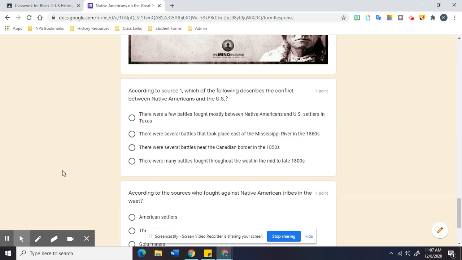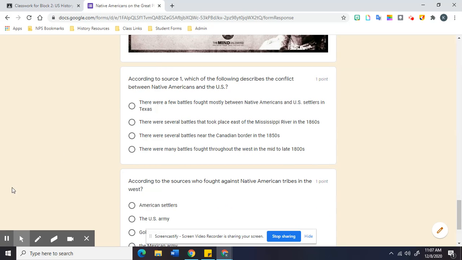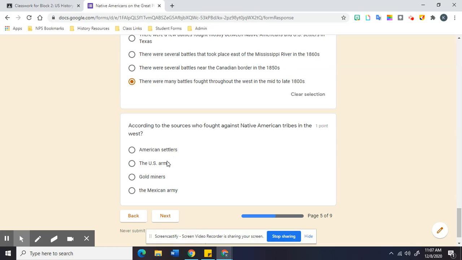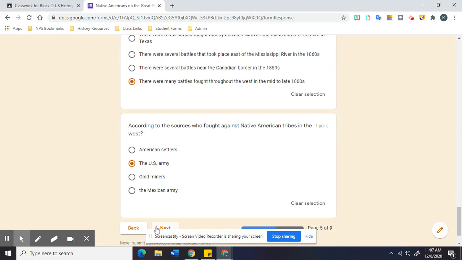So according to source 1, which of the following describes the conflict between Native Americans and the U.S.? There were few battles fought between mostly Native Americans and U.S. settlers. In Texas, there were several battles that took place east of the Mississippi. There were several battles near the Canadian borders. There were many battles fought throughout the West in the mid to late 1800s. According to the sources, who fought against American tribes in the West? So you're going to select your answers and move on.